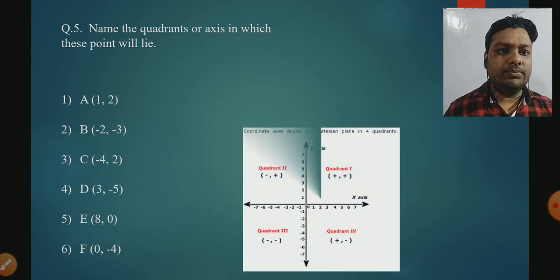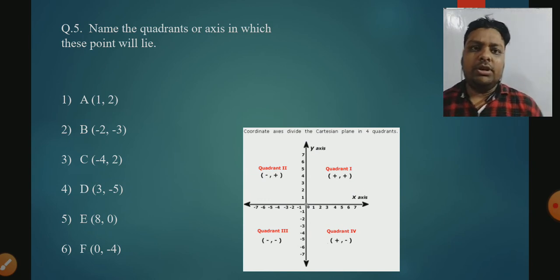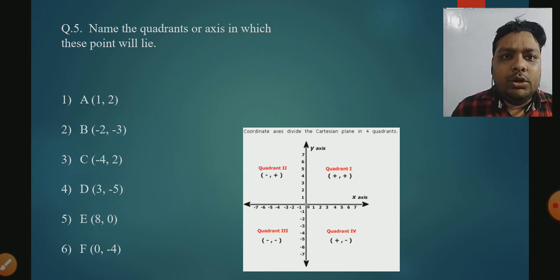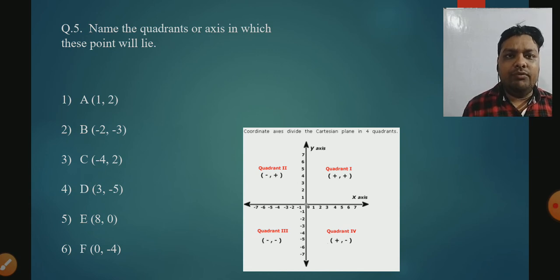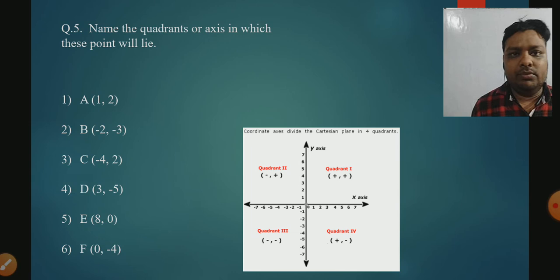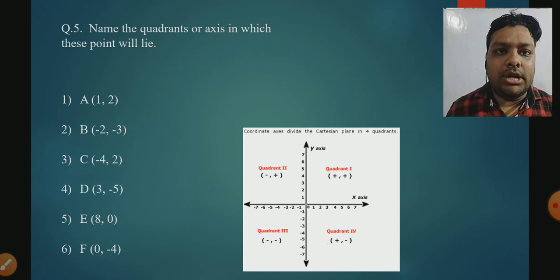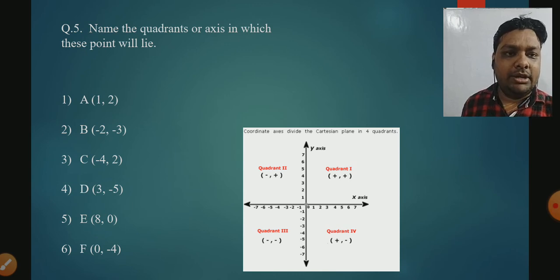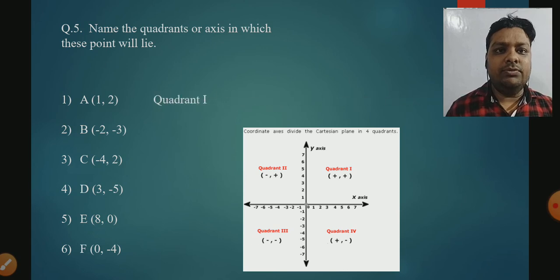Here you can see this is the Cartesian plane. In question number 1 we will not look at the value. If both are integers other than 0, then we will see only the sign of the coordinate. So you can see 1 has a plus sign, 2 has a plus sign, both plus. So this point will lie in quadrant first, plus plus sign.